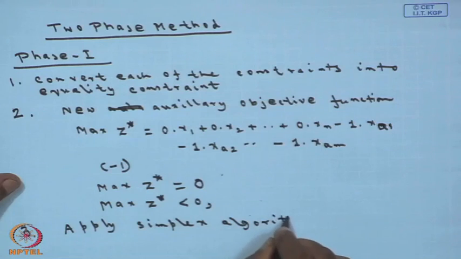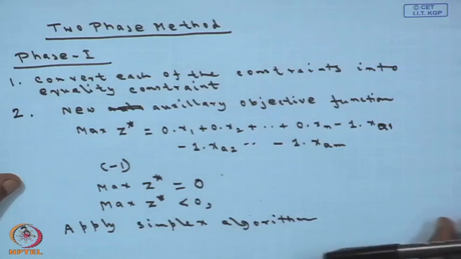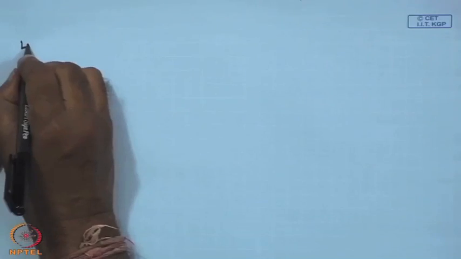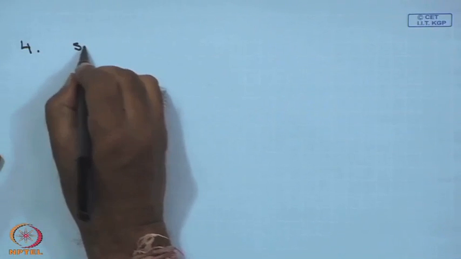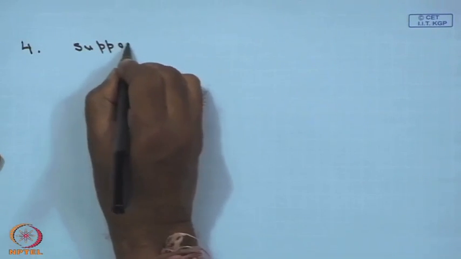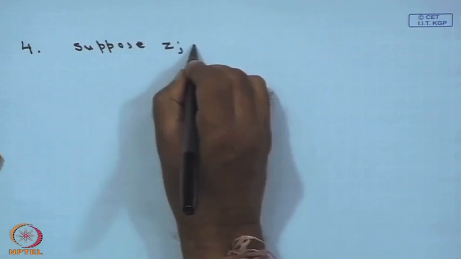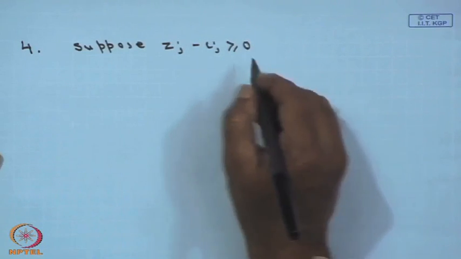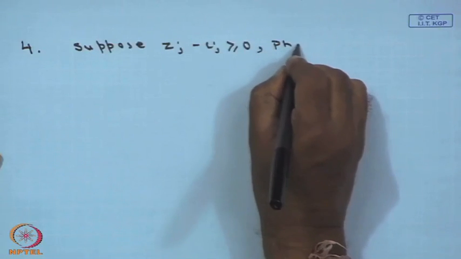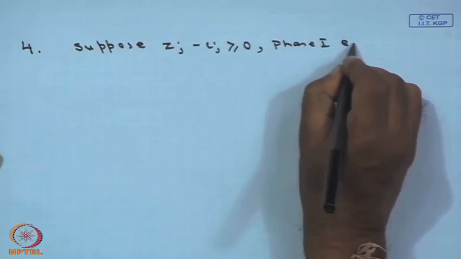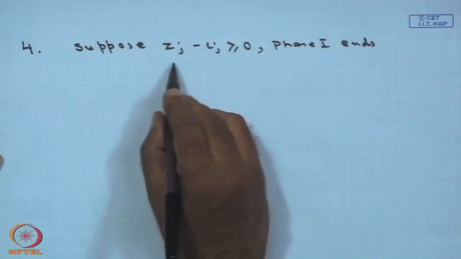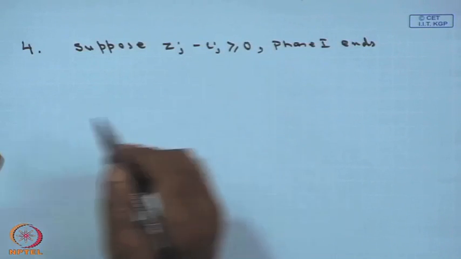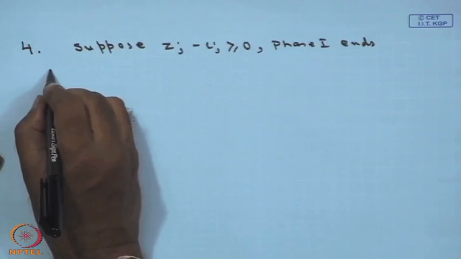So, now in step 3 you have to apply the simplex algorithm, whatever we have done earlier. Simplex algorithm you will apply. Some cases will appear here, which I am stating as number 4. Whenever we will end phase 1, when Zj minus Cj is greater than or equal to 0, then your phase 1 ends. So, the terminal condition for phase 1 is Zj minus Cj should be greater than or equal to 0. So, you are coming out.